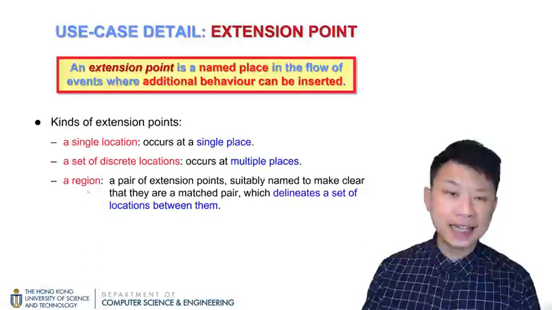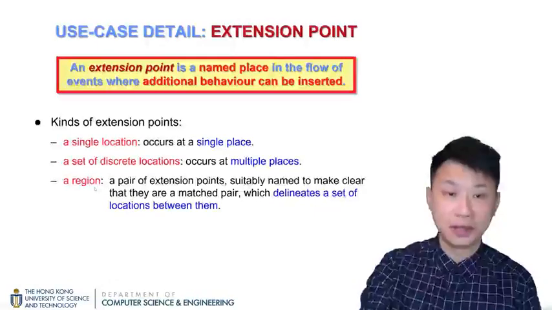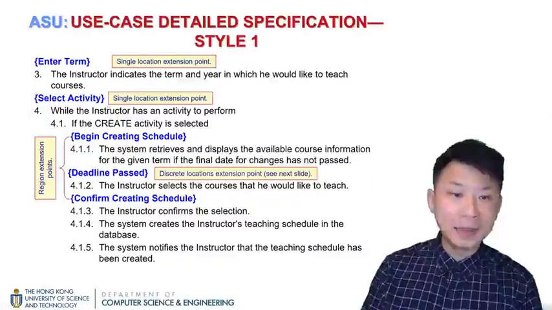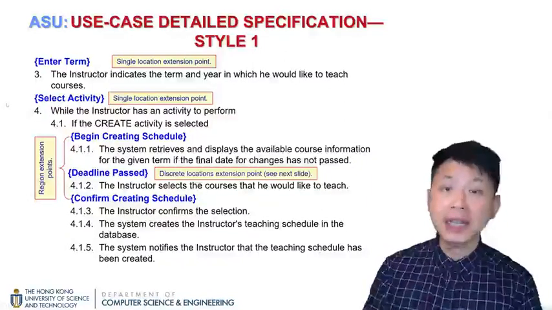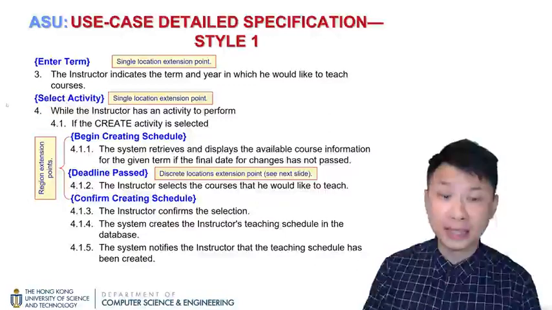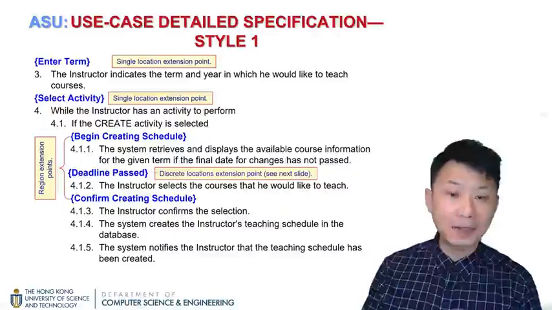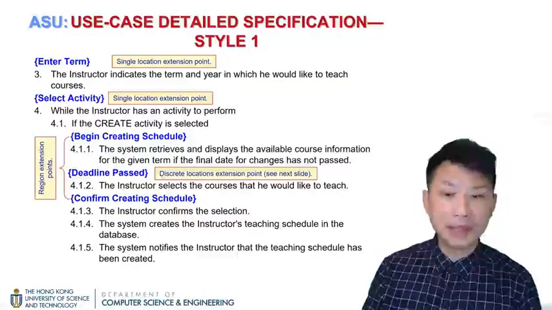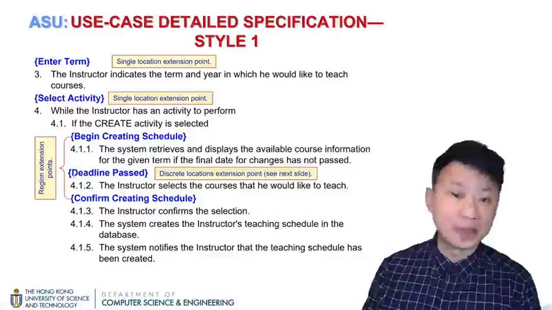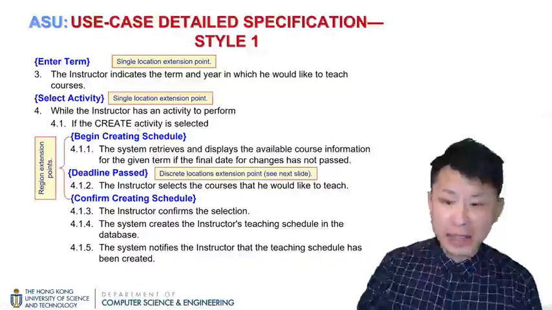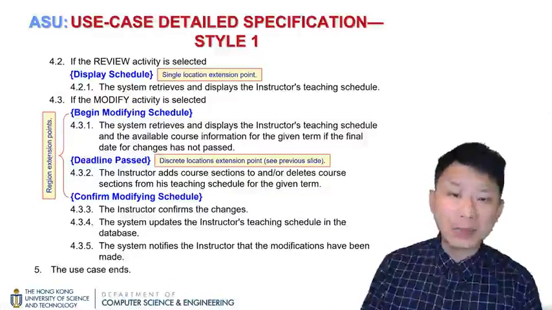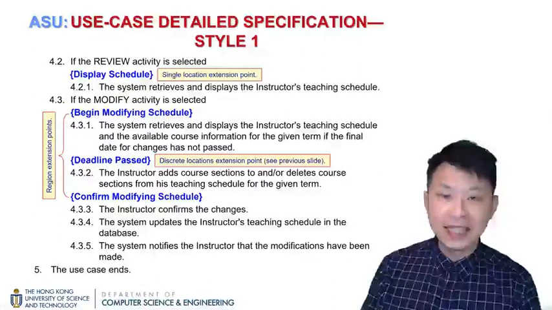Now let's take a look at examples of these three kinds of extension points. For a single location extension point, this is one example, and notice that this label happens only once within the use case specification. That's why we say it's a single location extension point. This label, deadline passed, is an extension point that happens at different discrete locations, and notice that it happens more than once: within create activity, and also within modify activity. Since it happens more than once, we say it's a discrete locations extension point.